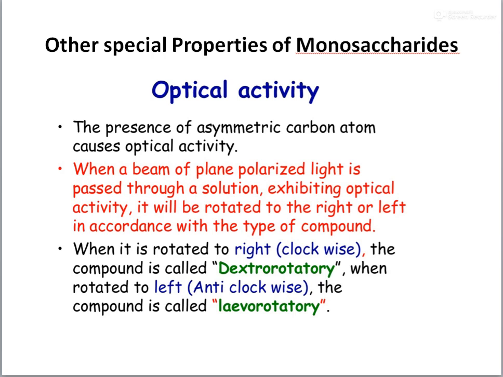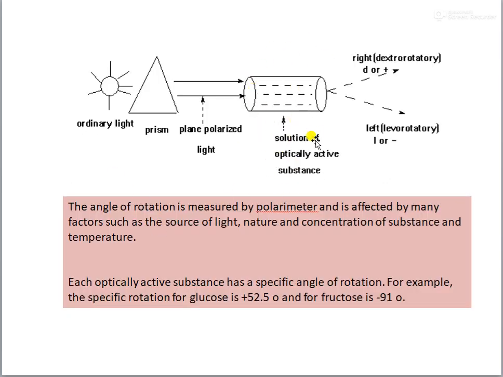So when you have a compound which has an asymmetric carbon atom, and you pass plane polarized light through it, that is, you have a solution of a carbohydrate with an asymmetric carbon atom dissolved in it, and if it moves the plane polarized light towards the right or the left, causing a rotation of the plane, then that particular substance is found to be optically active.